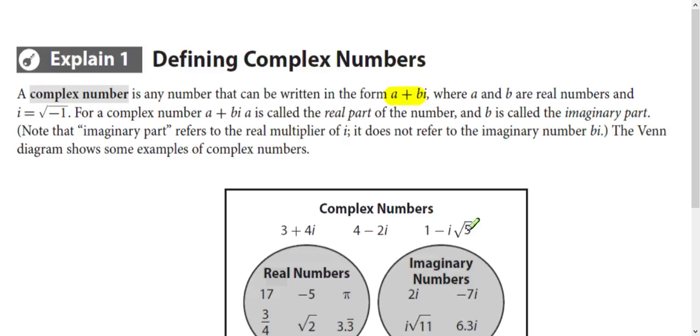Complex because it mixes real and imaginary. Think about how complex your life would be if your real friends and your imaginary friends mixed together. That would be really complex. That's all it means. Complex. Real and imaginary mixed together.